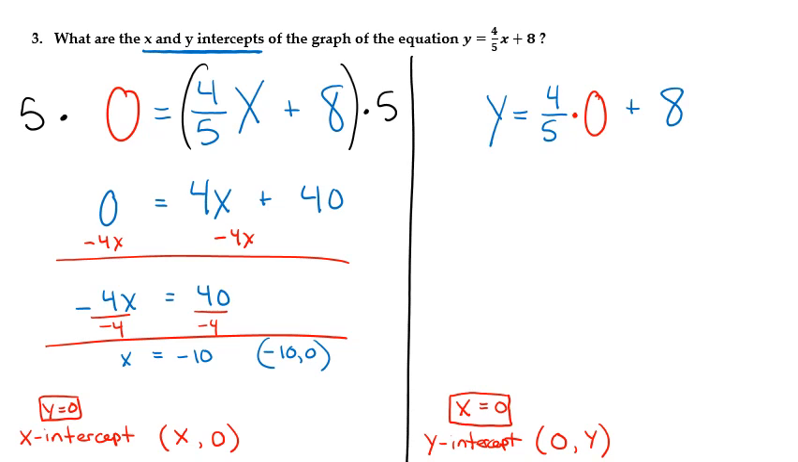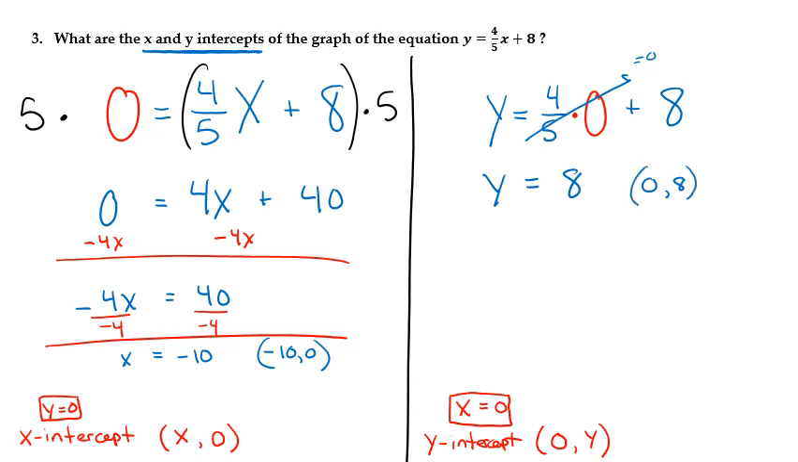The y-intercept is a little bit easier, or simpler is a better word than easier. It's just one step. 0 times anything is 0. So we get y equals 8. Right? 4/5 times 0 is 0. Anything times 0 is 0. So we get y equals 8, or the point 0, comma 8 is on the graph.